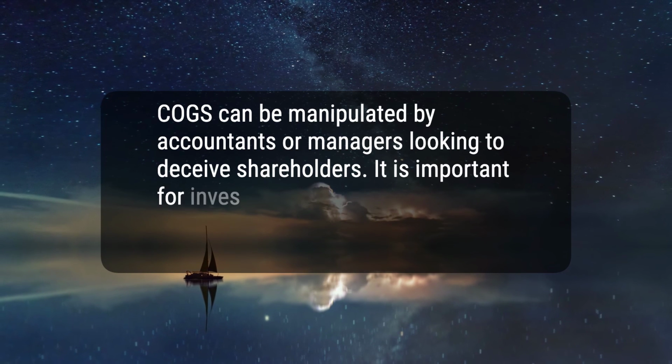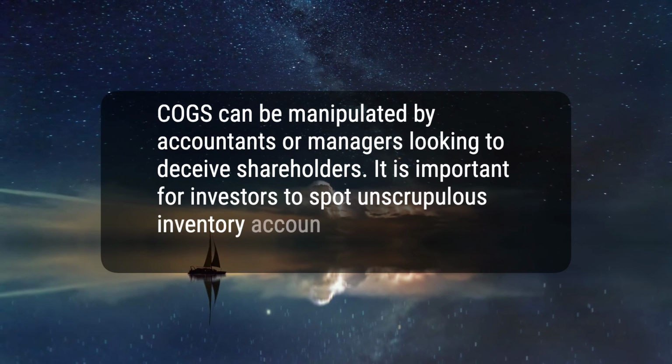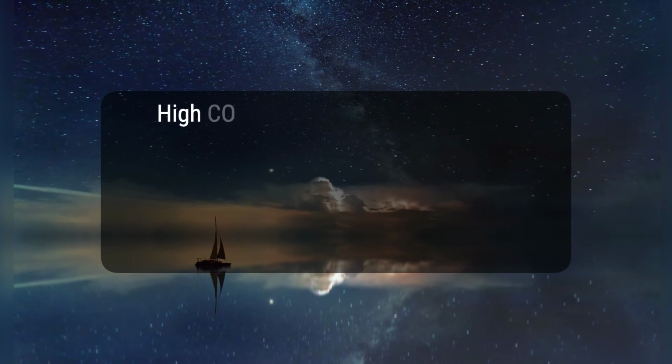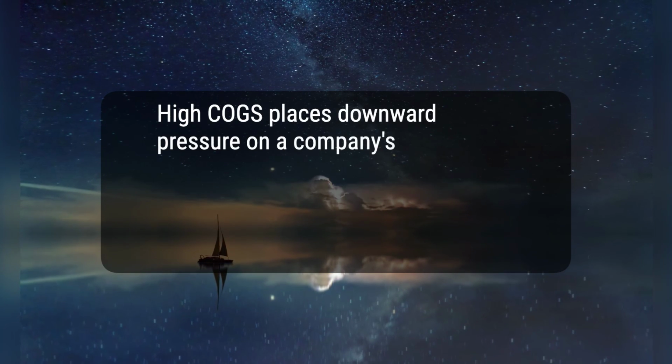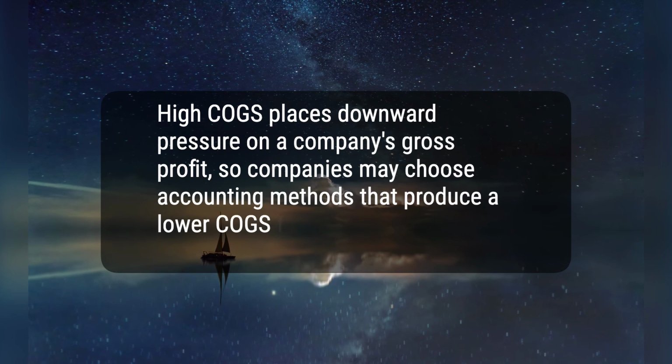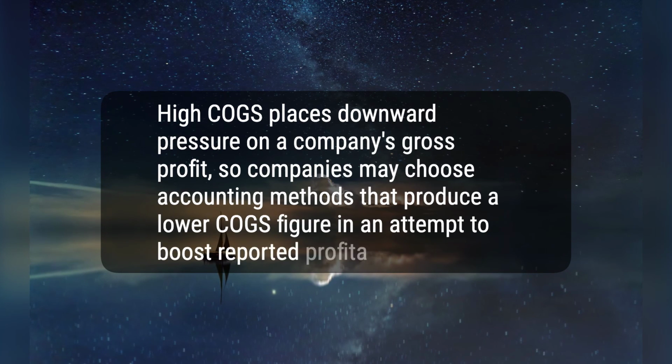It is important for investors to spot unscrupulous inventory accounting to accurately assess a company's financial health. 4. High COGS places downward pressure on a company's gross profit, so companies may choose accounting methods that produce a lower COGS figure in an attempt to boost reported profitability.